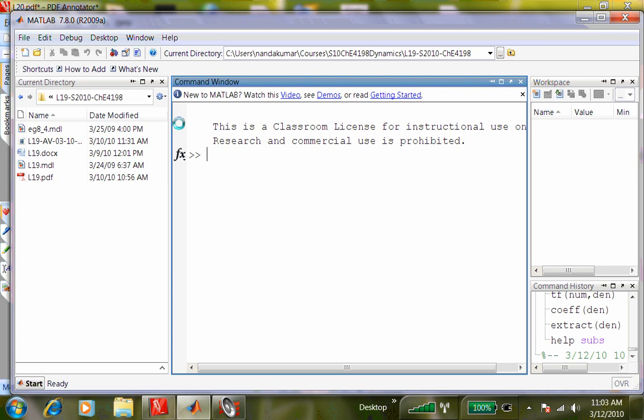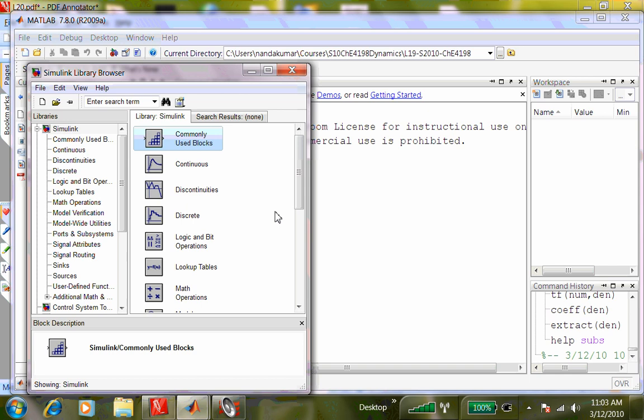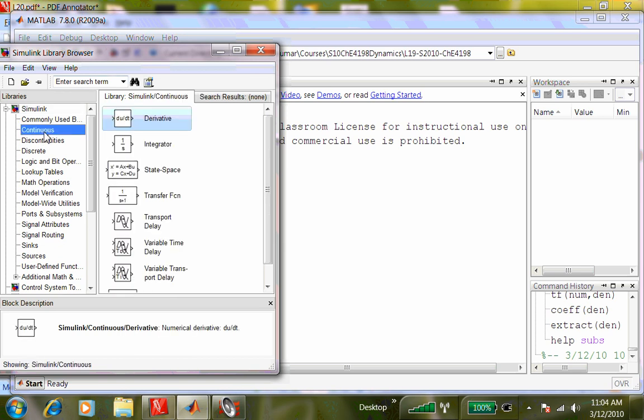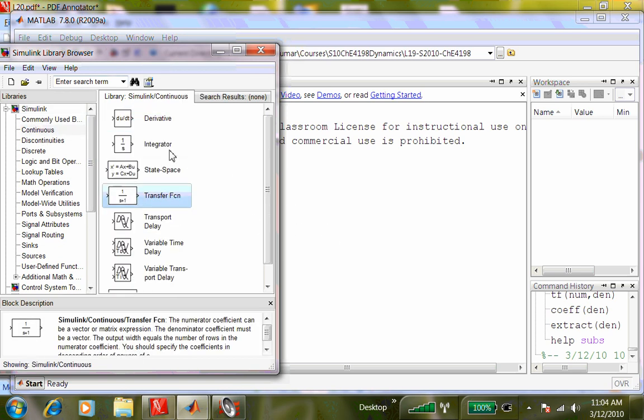And there is one new feature of Simulink that I will show you today. It's a very minor feature. Okay, what do I need? I need to assemble two transfer functions and a source, which is a step change, and a sink, which displays the result. Those are the tools that I need. So I go to the continuous library and pick up the transfer function block and get the first one open.